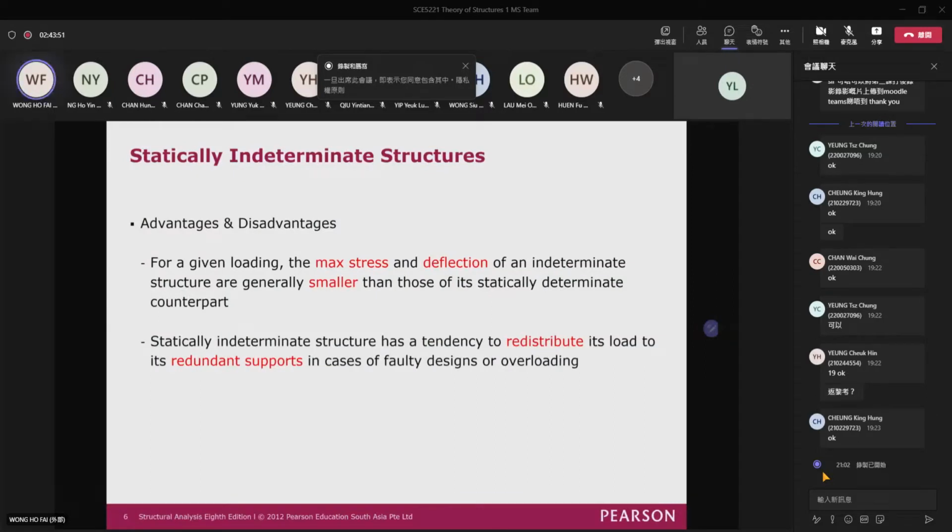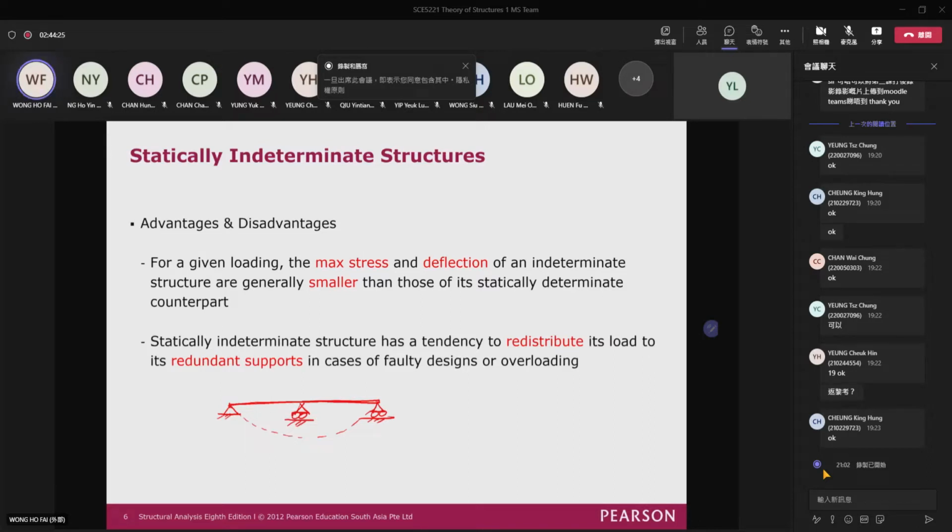And then I will just give you a very simple example. Basically, you have a simply supported beam here. This one we call a statically determinate structure. Now for this one, if I have a load on it, then you can see that the deflection is very large. Agree? Then if I add one more support here, what will happen?